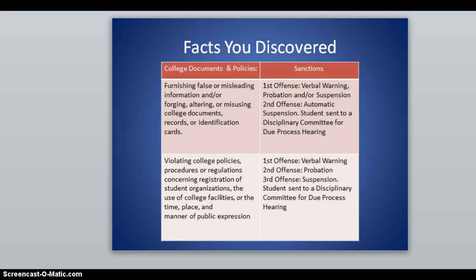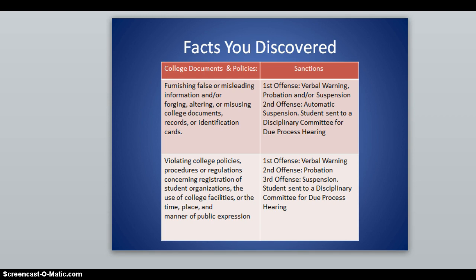Here are some other facts that I discovered. College documents and policies: furnishing false or misleading information and/or forging, altering, or misusing college documents, records, or identification cards. Your first offense would be a verbal warning, probation, and/or suspension. Second offense, automatic suspension. Student sent to a disciplinary committee for due process hearing.